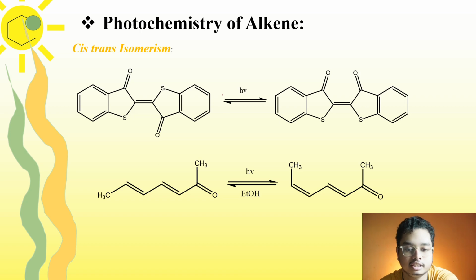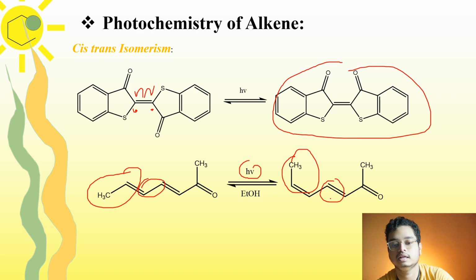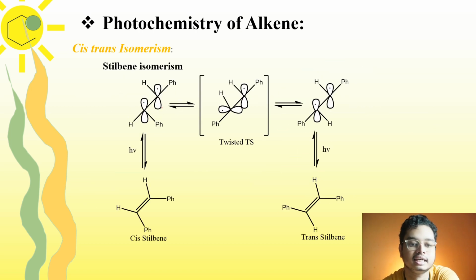So this is another example where cis trans isomerism is observed using photochemical condition. Initially, the double bond undergoes homolytic cleavage to generate two different radicals, and now this bond is a single bond, and it is able to rotate because of the cylindrical symmetry. After rotation, the radicals recombine to generate the cis trans isomerism. Similarly here, this is the trans, and after photochemical treatment it generates a cis molecule. Now the mechanistic pathway we will discuss in the stilbene part.